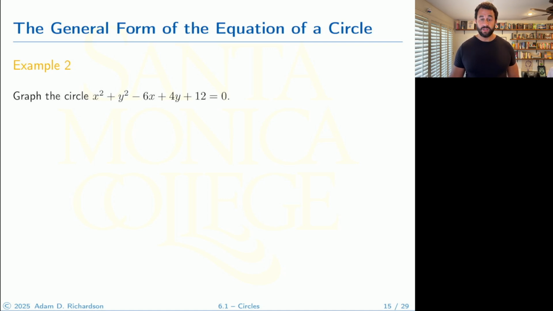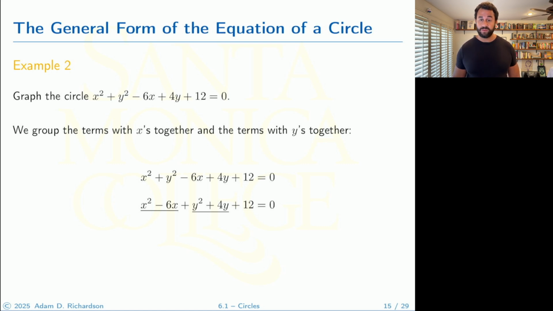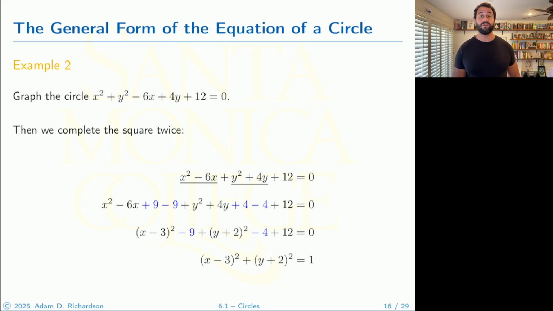Here we go. Like I had mentioned, the first thing we're going to do is group the x terms and the y terms together, like so. And then these are what we're going to complete the square on. We're going to complete the square on each one of them individually. Remember, when you complete the square, you're just adding 0 in a clever way. So we're going to add 0 by adding 9 and taking it away here. That gives us a perfect square trinomial right there. Here we're going to add 4 and take it away, and that gives us this perfect square trinomial.